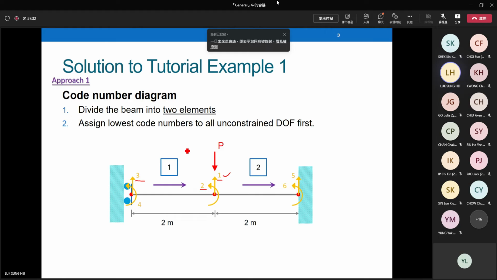The following part is pretty straightforward. Just follow our step 2, step 3, step 4. Find out element matrix, put them together, and then solve it. Normally, step 1 you have to think about a little bit. Step 1 means discretization, assign code number. You have to think about how to arrange the code number, how many elements you will consider, and something like that.